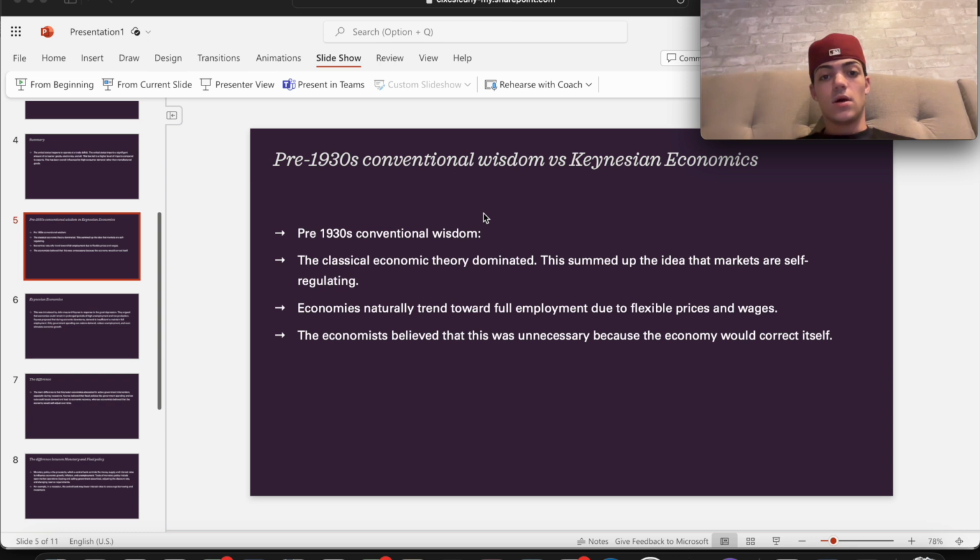Pre-1930s conventional wisdom versus Keynesian economics. Pre-1930s conventional wisdom: the classical economic theory dominated. This summed up the idea that markets are self-regulating. Economies naturally trend toward full employment due to flexible prices and wages. The economists believed that intervention was unnecessary because the economy would correct itself.